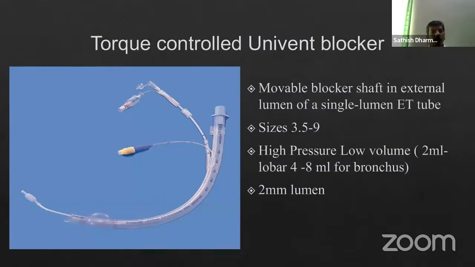This is a Univent tube. It is a torque-controlled Univent blocker. It can be either intraluminal or extraluminal. Its available sizes are 3.5 to 9. But the only disadvantage is it has a high pressure cuff. So it is not used widely because of the high pressure. It causes bronchial mucosal injury, and so many centers are not practicing it. And if you notice, most of the bronchial blockers will have a central lumen of 1.5 to 2 millimeters for collapse of the lung or for suctioning. This also has a 2 millimeter internal lumen and a separate pilot balloon for the cuff.